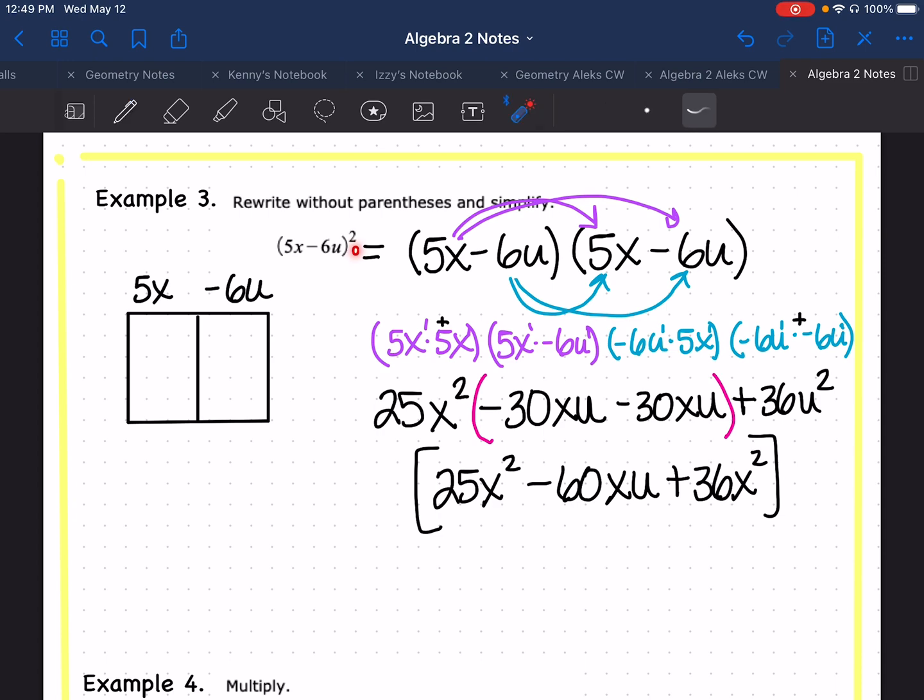Since there is a square, remember there are 2 of those boxes, so I'm going to split it again in this direction. I must always split it up and down and left to right. And then this is just working like your lattice multiplication. You're going to multiply 5x times 5x.